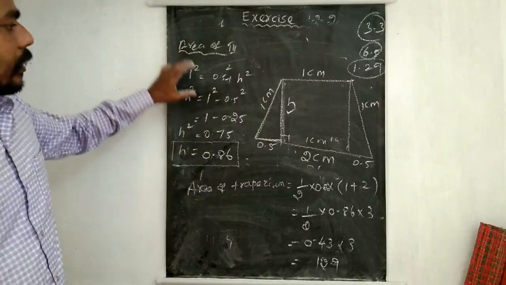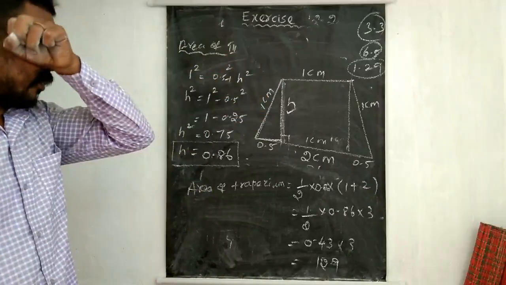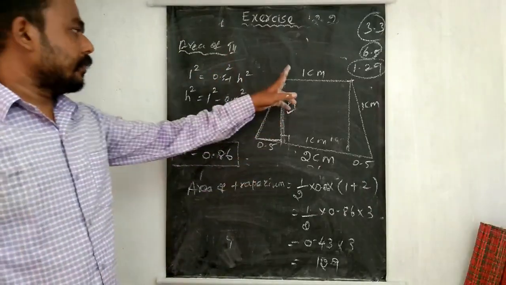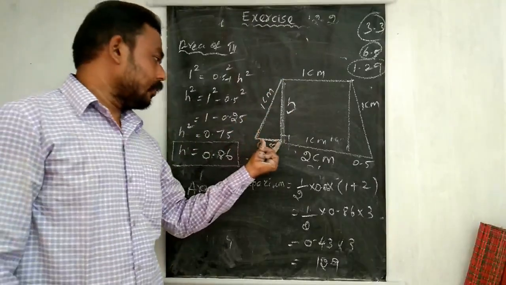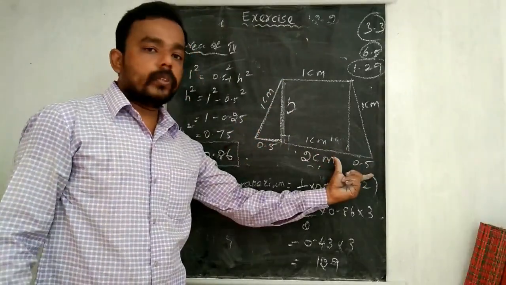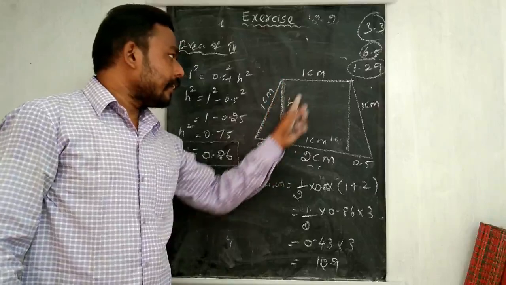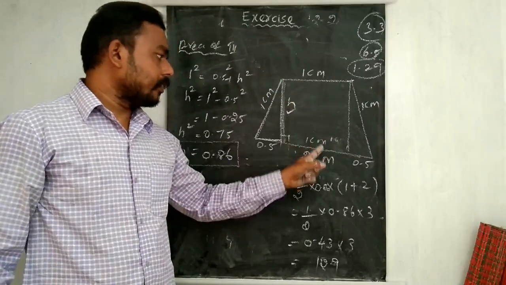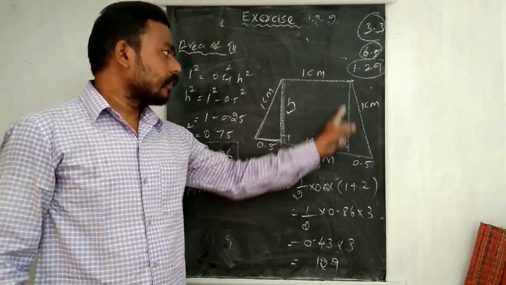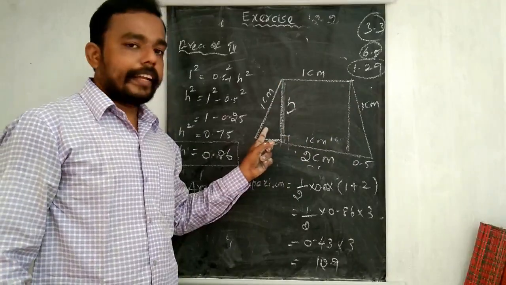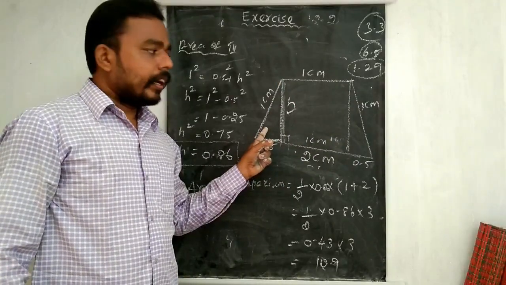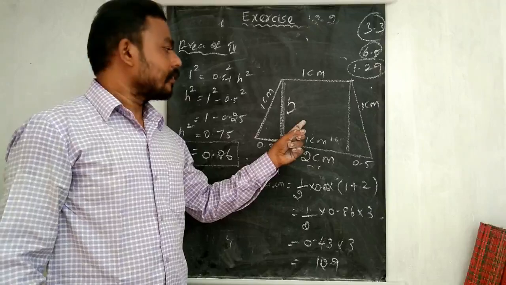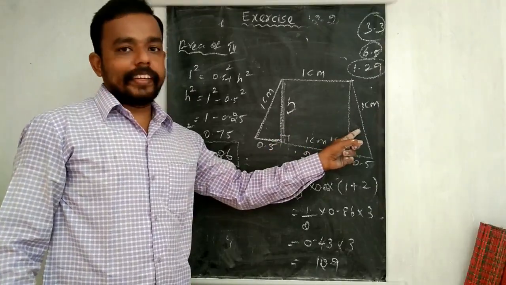So think about this trapezium. This is the problem. In that trapezium, this is where the 90 degree splits into 0.5, 0.5, total 2 centimeter. The directly perpendicular line is 1 centimeter. This is also 1 centimeter. So now we need to find this triangle and square and triangle. Like that we can find your answer.